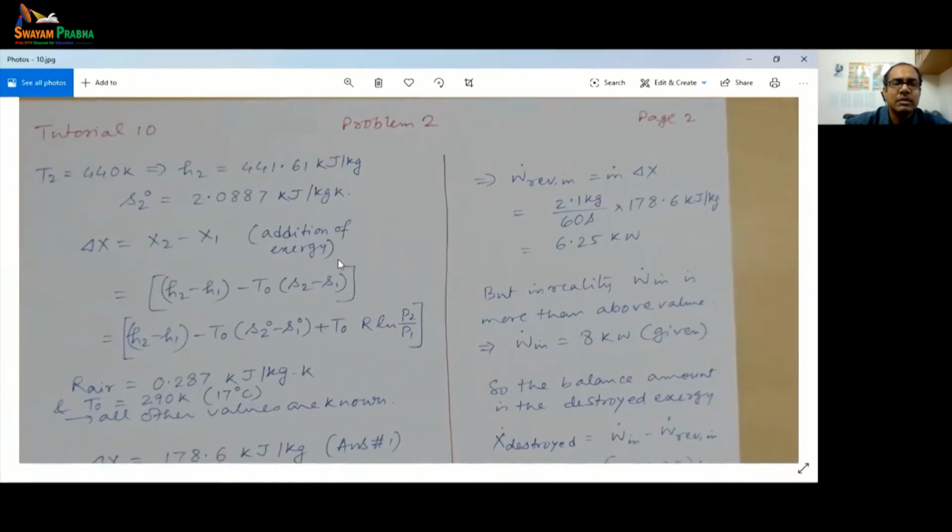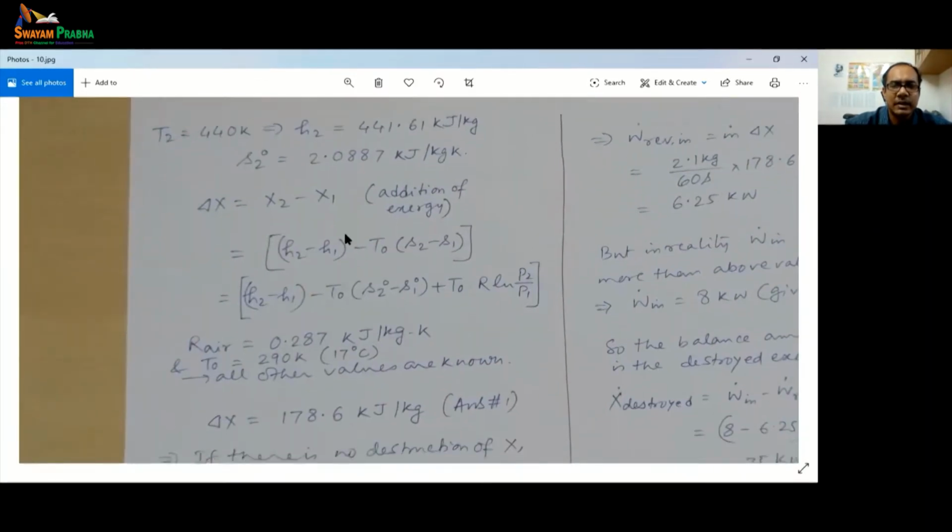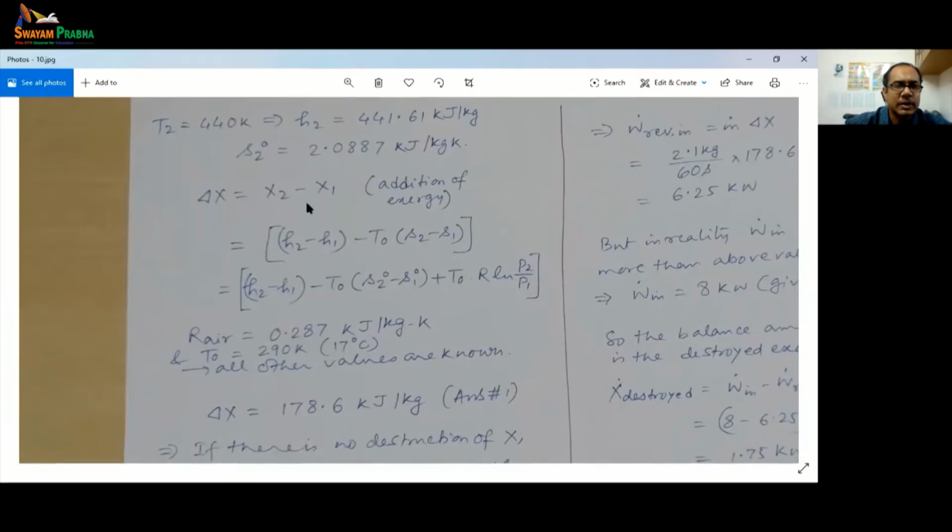So if we find the exergy balance equation, delta X of the system is nothing but X2 minus X1. You can write it with the definition of exergy: H2 minus H1 minus T naught, where T naught is the surrounding temperature, multiplied by S2 minus S1.